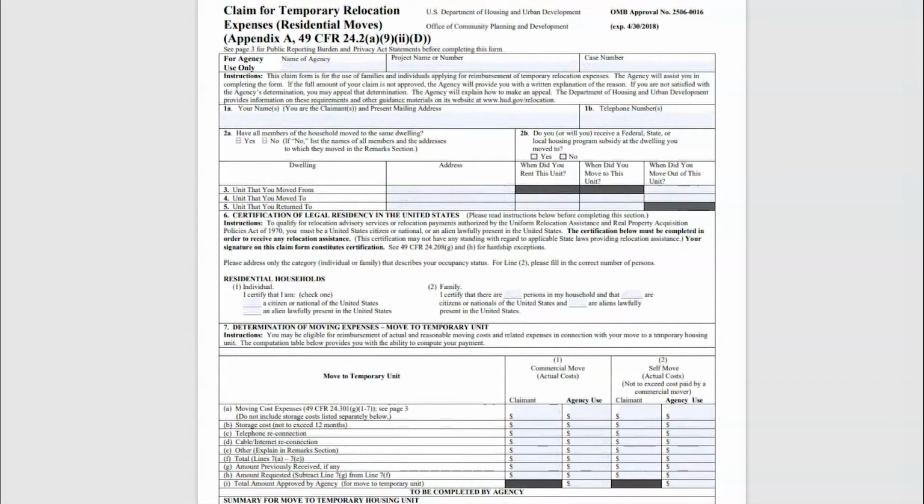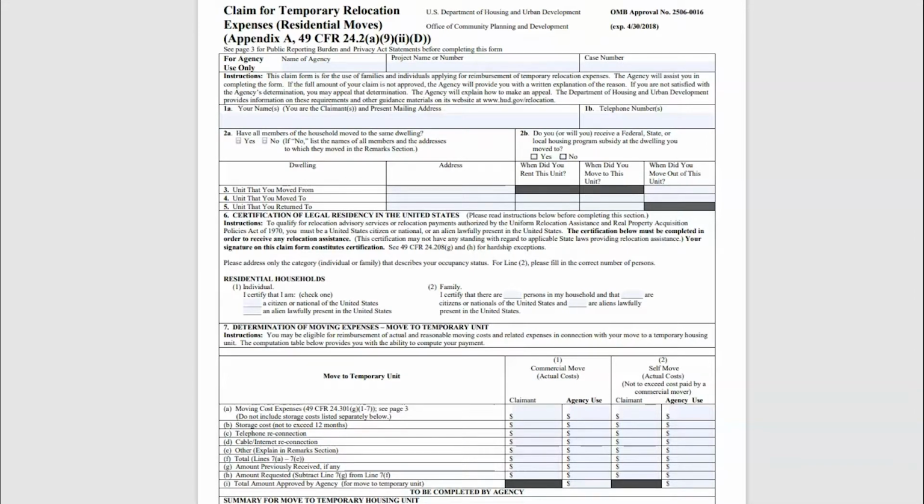Now let us begin to review each section of the Claim for Temporary Relocation Expenses Residential Moves form. Once opened in a PDF reader, you will be able to enter and edit data onto the document. For the purposes of this video and form, all tenants and involuntary acquisition homeowners that will be completing the form are known as claimants.